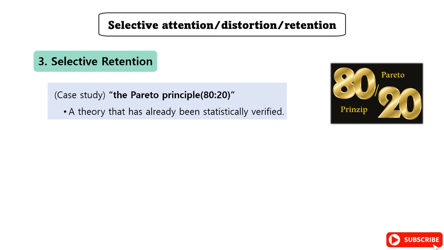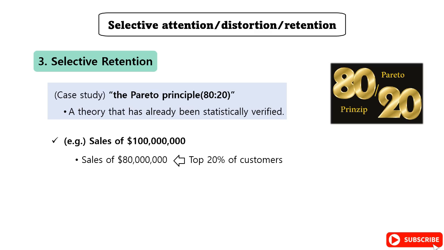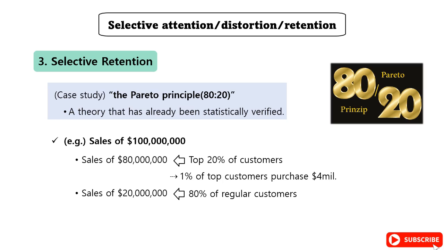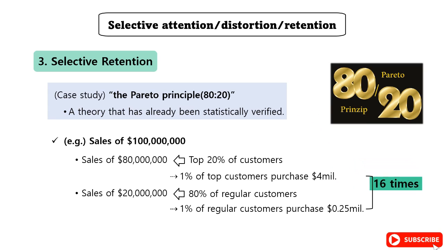The Pareto principle is a theory that has already been statistically verified. For example, if a company's sales are $100 million and the Pareto principle is applied, sales of $80 million will come from the top 20% of customers, and sales of $20 million will come from 80% of regular customers. Converting this to sales per 1% of customers, 1% of top customers purchase $4 million, but 1% of regular customers purchase only $0.25 million. So, we can conclude that top customers purchase 16 times more than regular customers.